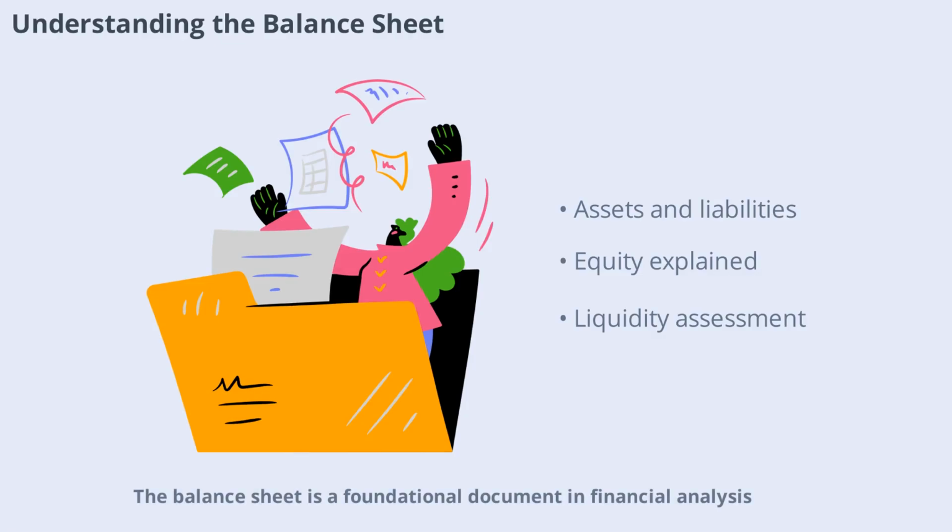The balance sheet is a foundational document in financial analysis. It lists a company's assets such as cash, inventory, and property alongside its liabilities like loans and accounts payable. The difference between assets and liabilities is the company's equity, representing the owner's stake in the business. By analyzing the balance sheet, you can assess liquidity, solvency, and overall financial stability. This understanding is crucial for evaluating a company's ability to meet its obligations and invest in growth.